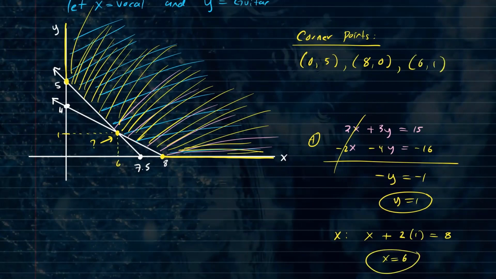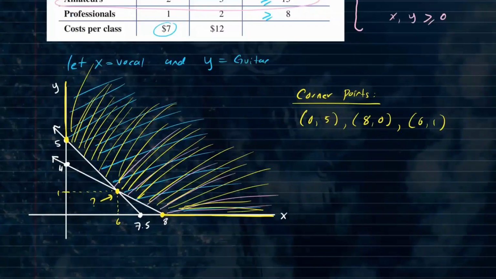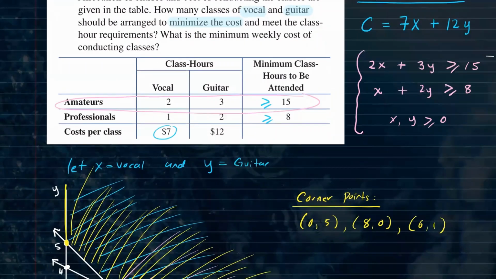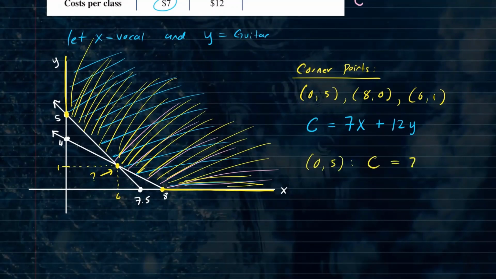All right, now let's go ahead and get rid of this, and we can find where we'll have the minimum value for the objective function. So our objective function is right here. C is equal to 7x plus 12y. So I'm just going to go ahead and copy this down here and test. So at the point 0, 5, what is the cost? So x is 0, so this is 7 times 0 plus 12 times 5. This will give us a cost of $60. That's how much it's going to cost.